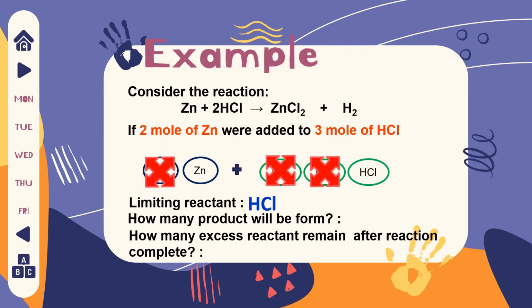So how many product will be formed? Tadi kita ada 1 zinc dengan 2 HCl produce 1 zinc chloride. So kita dah ada 1 zinc chloride. And then what we left here is 1 HCl and 1 zinc. So tadi kita kata 2 HCl akan react dengan 1 zinc. Kalau kita ada 1 HCl sahaja, so 1 HCl akan react dengan half zinc. So tadi 1 tambah half, so produk yang kita akan hasilkan adalah 1.5 kan.